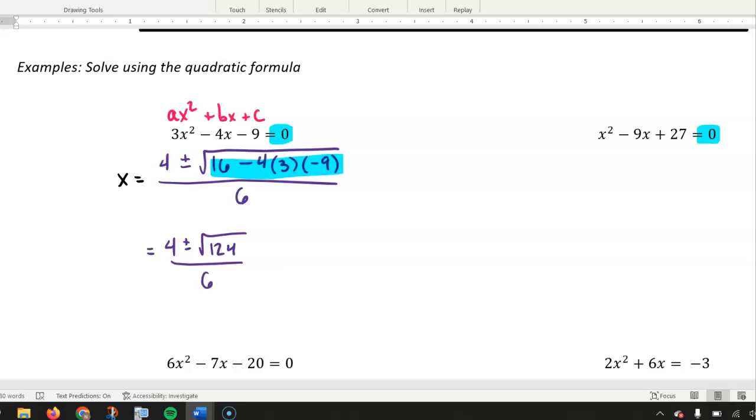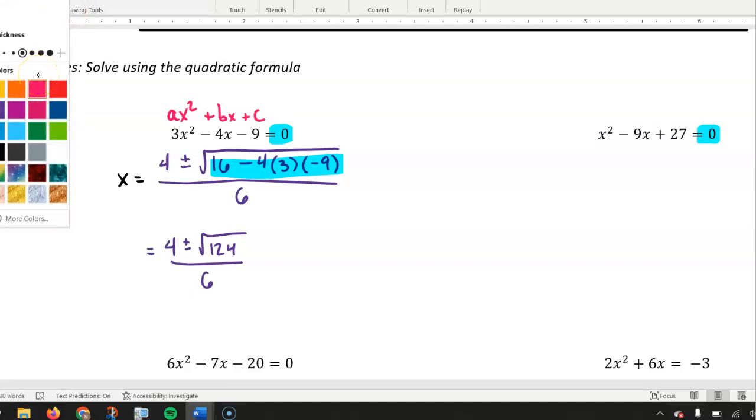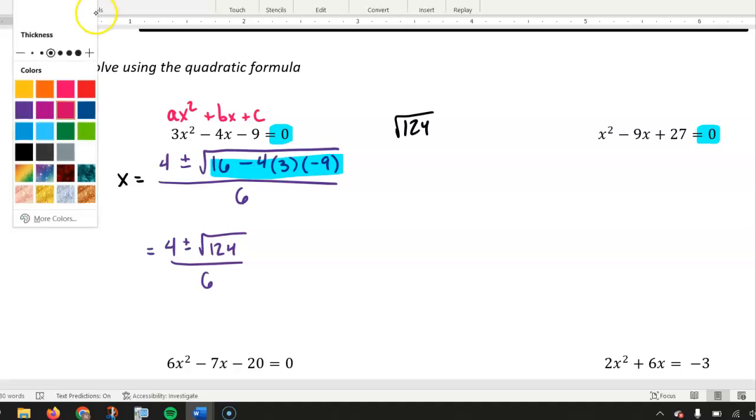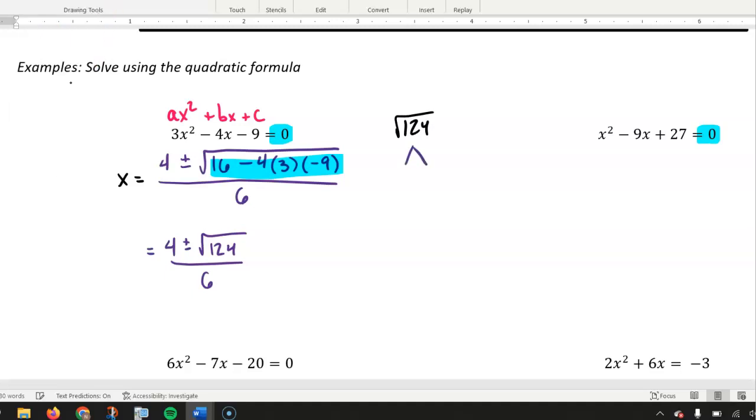All right, now we do need to simplify this. So the next step is, if we can simplify what's under the radical, we need to simplify that. So the square root of 124 simplifies as follows. Find what two numbers multiply together to be 124. Well, if you said 2 and 62, that's fine. We can use 2 and 62.